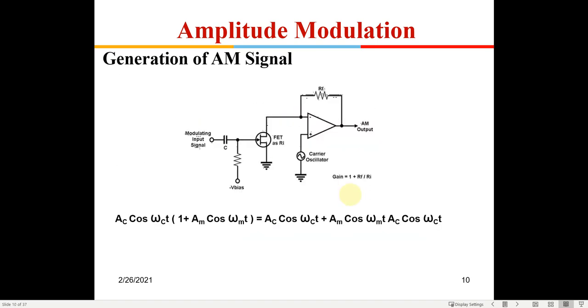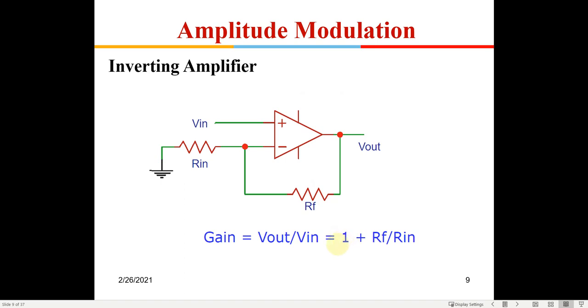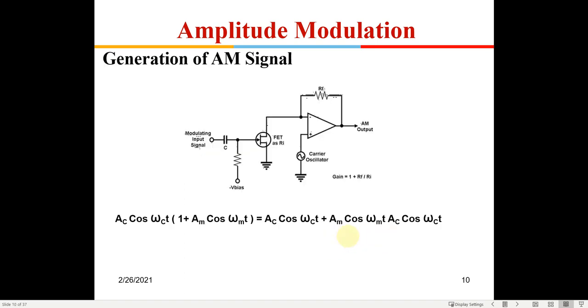So let me go back here. In fact, since you have a factor of 1 here, V out is V in into 1 plus RF. What does this 1 do? You are inserting an additional component which is the pure carrier, and then the carrier which is again modulated by a modulating signal. So this is the actual AM signal and this is the actual AM circuit.